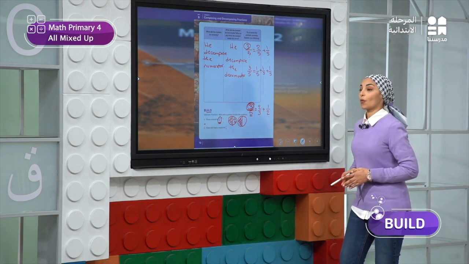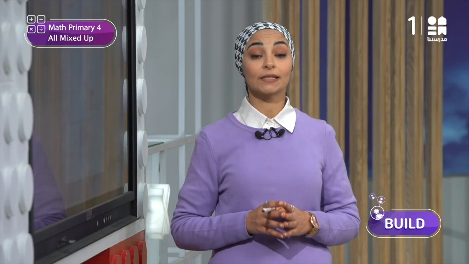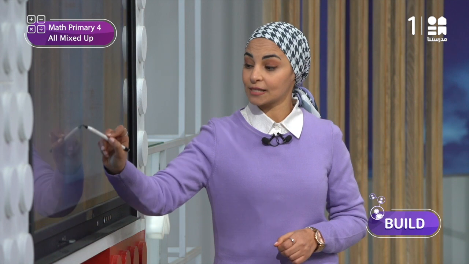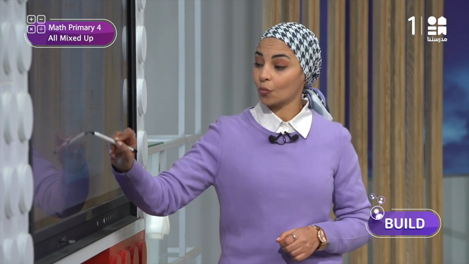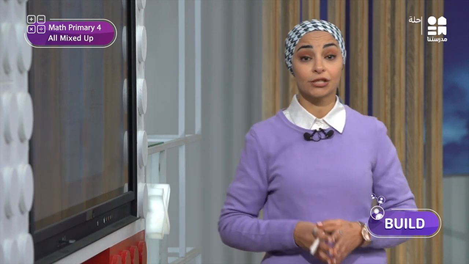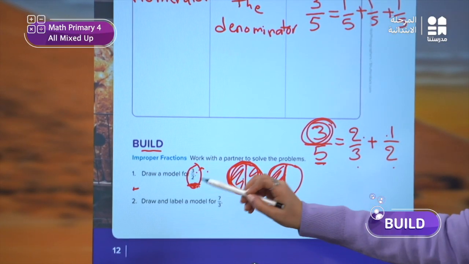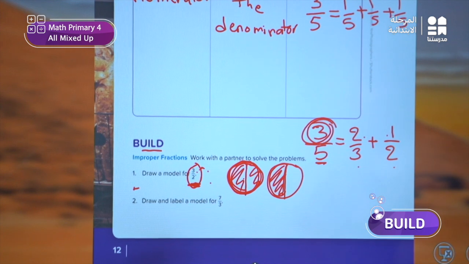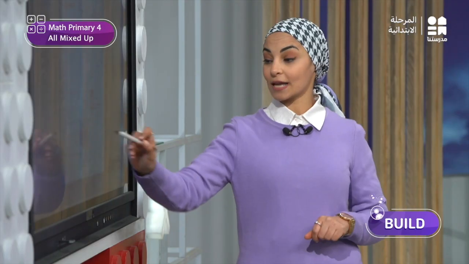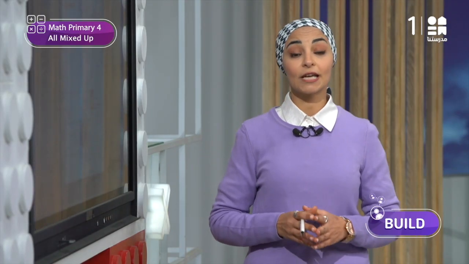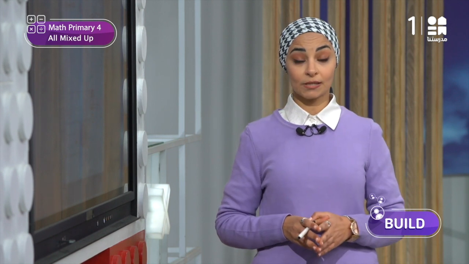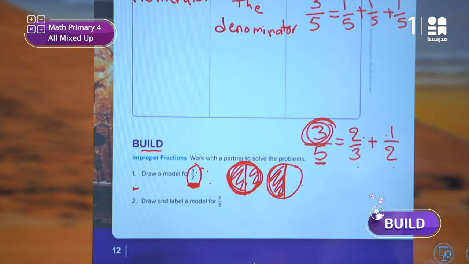Okay? Now, I am sure you have noticed that we shaded a whole circle and half of another circle. I mean, I colored the whole circle and also half of the other circle. This model represents the improper fraction which is 3/2. As you can see, we drew 2 circles, same size. I divided each one into 2 parts because the denominator here is 2.